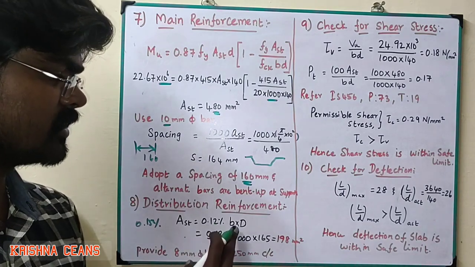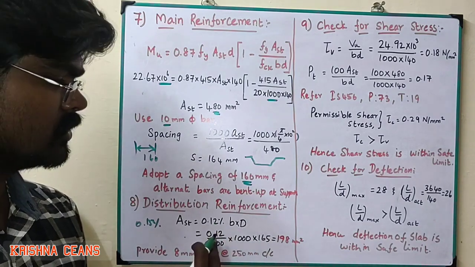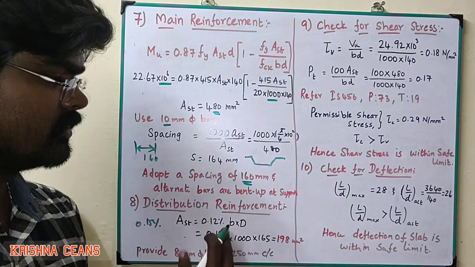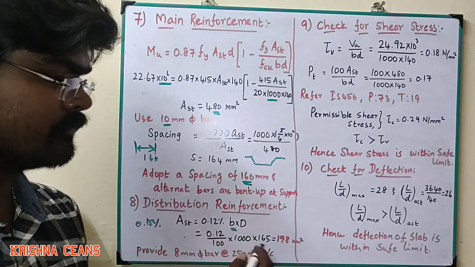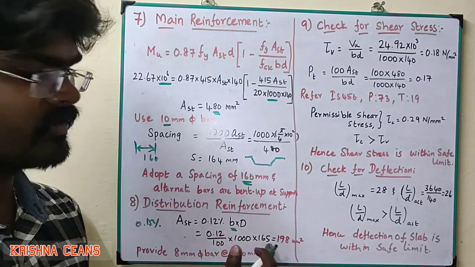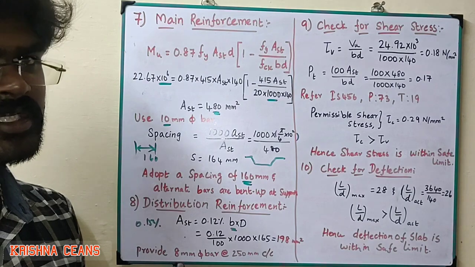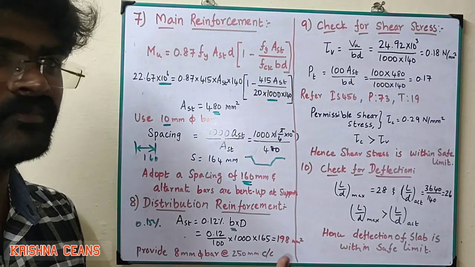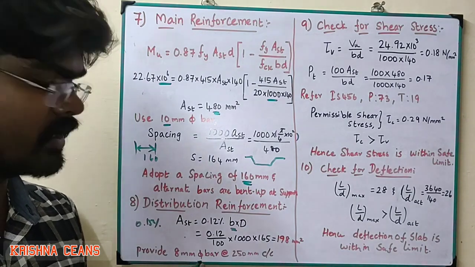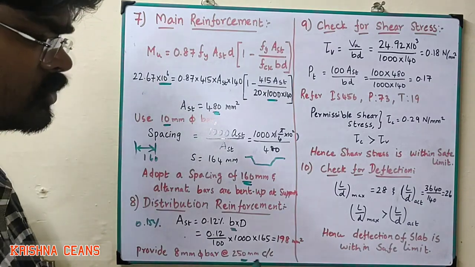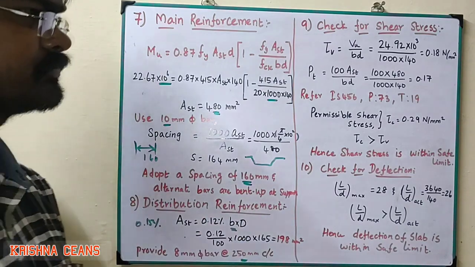So 0.12% of cross section. So 0.12 is a percentage, divided by 100, into, we design for 1 meter, so 1000 into overall depth, which is 165. So we will get 198 mm². So this is the distribution reinforcement. We will provide minimum reinforcement, that is 8 mm dia bar, at 200 mm, 250 mm center to center distance.